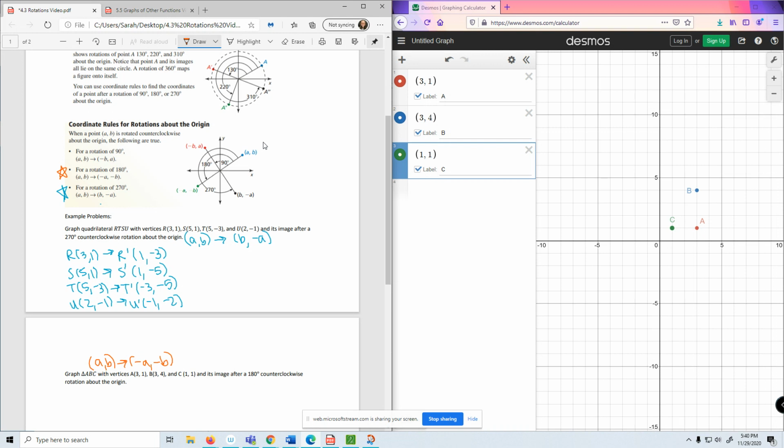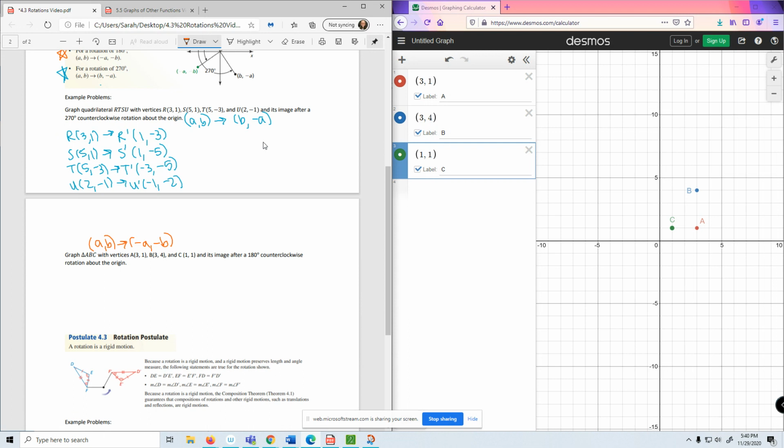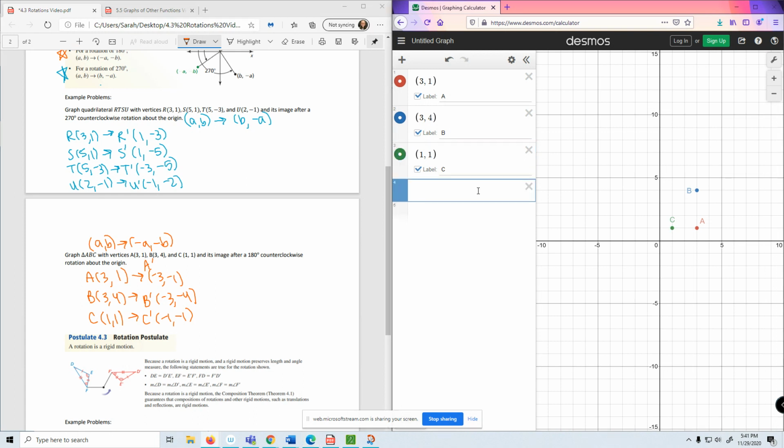So things stay in the same order. X stays X, Y stays Y. We change the signs of both. So just like before, let's write out what's going to happen. (3, 1) turns into (negative 3, negative 1) for my A prime. So keep the order the same, but just change the signs of both, X and Y. B (3, 4) turns into B prime (negative 3, negative 4). C (1, 1) turns into C prime (negative 1, negative 1). Let's put those into Desmos. Don't forget your primes since these are our image points.